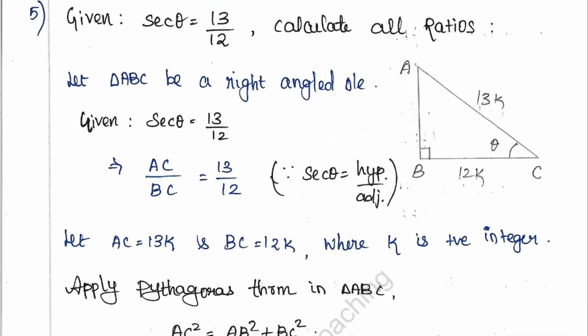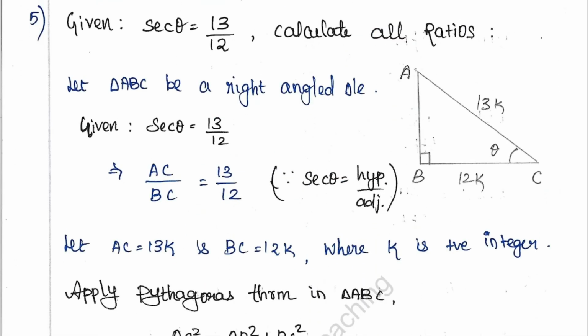Next question. Let's begin with the fifth question. So, given that secant theta is 13 by 12, calculate all other ratios. So, how many ratios are there in the trigonometry? Sin theta, cos theta, tan theta, cot theta, secant theta, cosecant theta, right? So, in all six ratios, they have given one single ratio's value, that is secant theta value. So, remaining five ratios you need to find out, right?